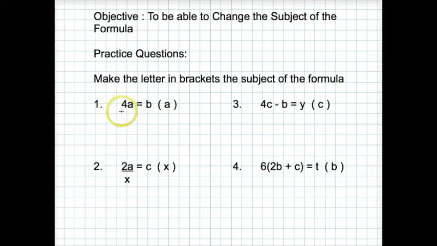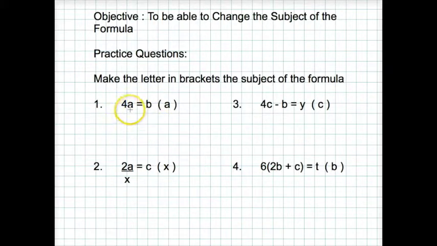Hi, welcome back. Let's now go through these four questions together. We need to make the A the subject of the formula. So basically we need A on its own and the rest of the letters or numbers on the other side of the equals.